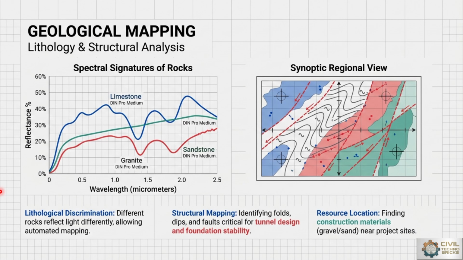So from the civil engineering point of view, civil engineers study lithological discrimination, structural mapping, and resource allocation so that they reduce the risk by improving understanding of ground conditions at the project site, which is on the earth surface with reference to the geodetic curvature.